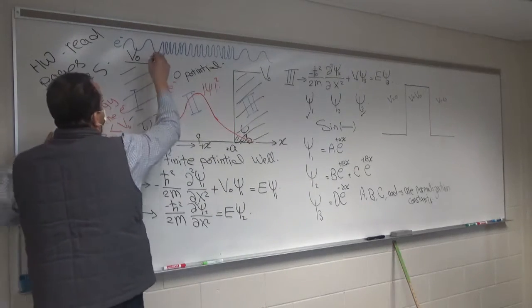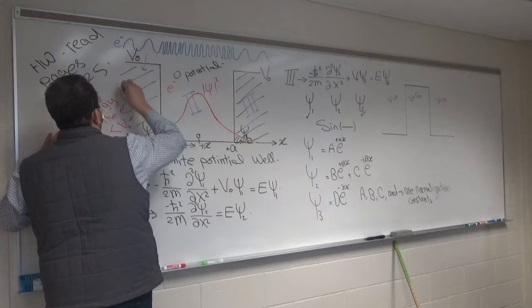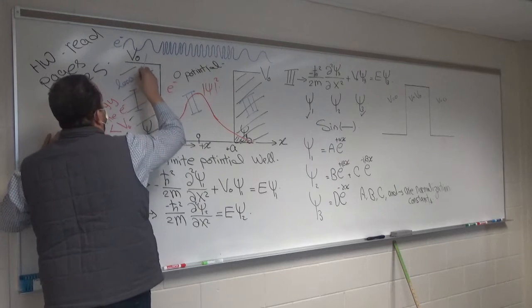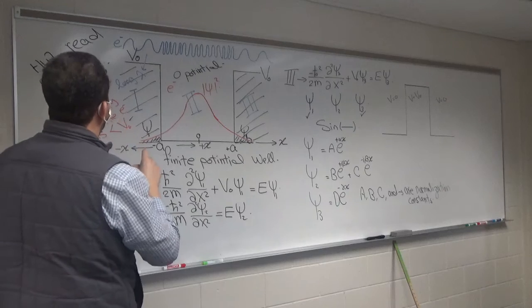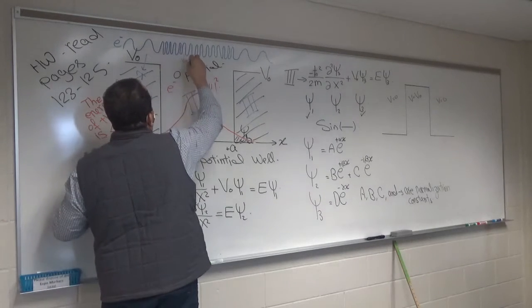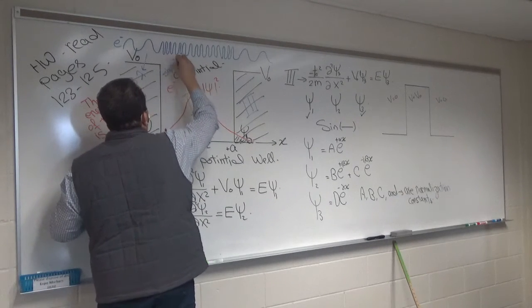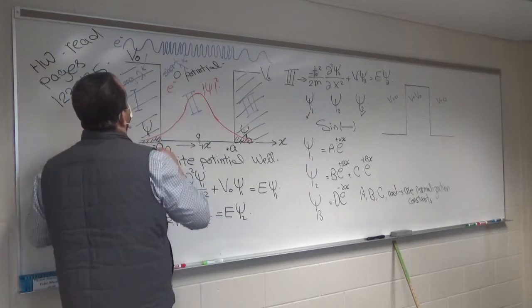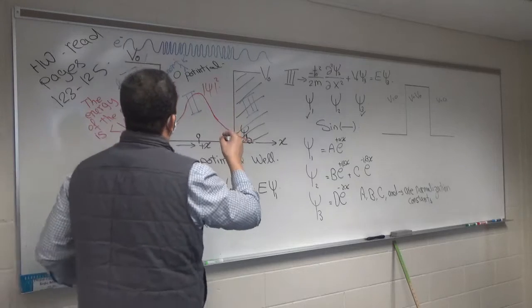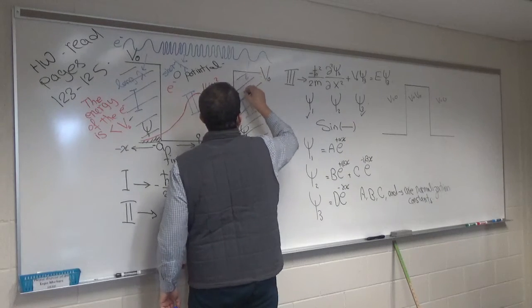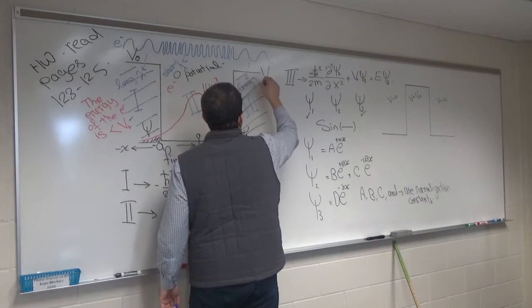So you will see here that you have a long lambda and you have a small frequency. Here you have a short lambda and you have a higher frequency, and here you have a long lambda.